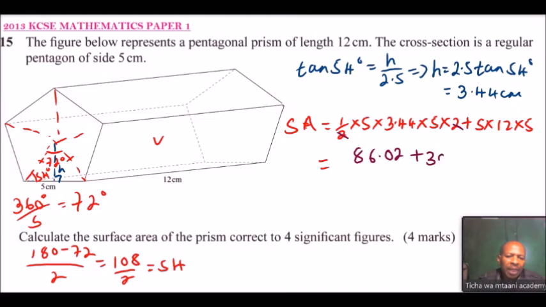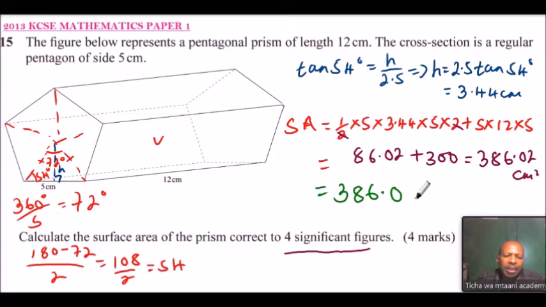This will give you 300. So it means the total is equal to 386.02 centimeter squared. And because we are told to express our answer to 4 significant figures, it means this is equal to 386.0 centimeter squared. So that is the surface area of this figure.